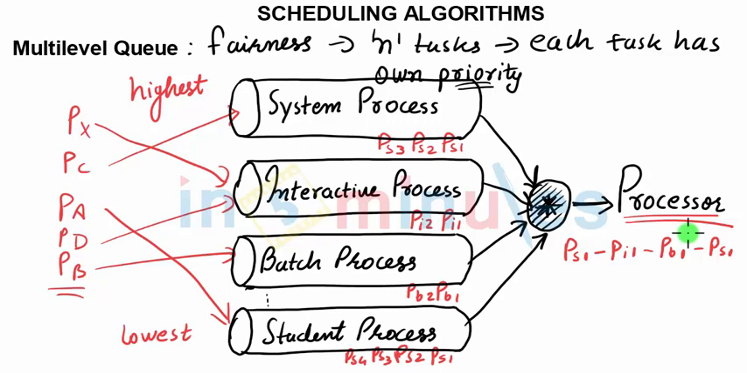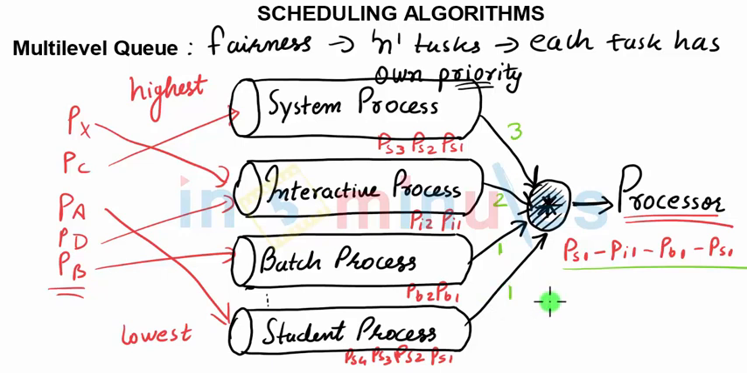In some cases we have an advanced design to this. What we do is, rather than taking a single process at a time, we take a different number of processes. For instance, from the highest priority system queue, given one chance, we'll take 3 processes. From interactive, we may take 2 processes. From the batch processing system, we can take 1, and from the user, we can take 1.